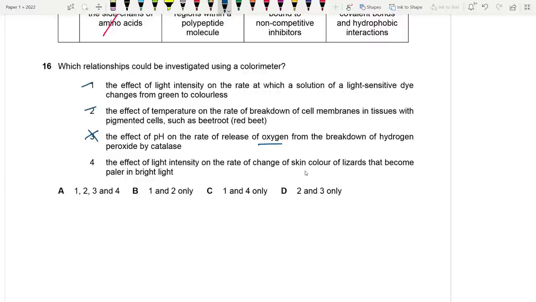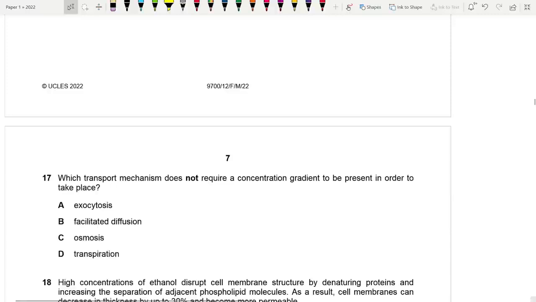Typically we don't use a colorimeter on living objects. Do you guys understand? Like 4 does make sense in a way, but it's not the best answer. We typically use it on solutions. Okay, something that's stationary. So the best one would be for this question B. 16 should be B. That's the best answer.